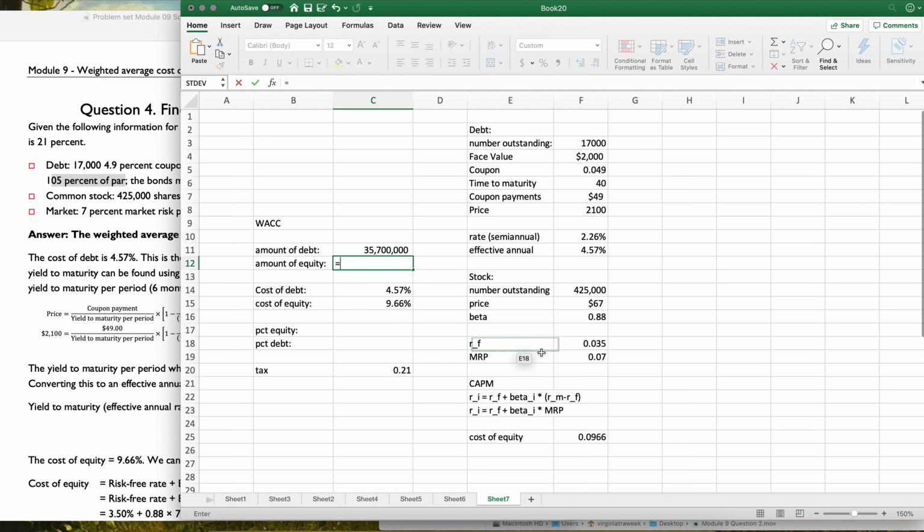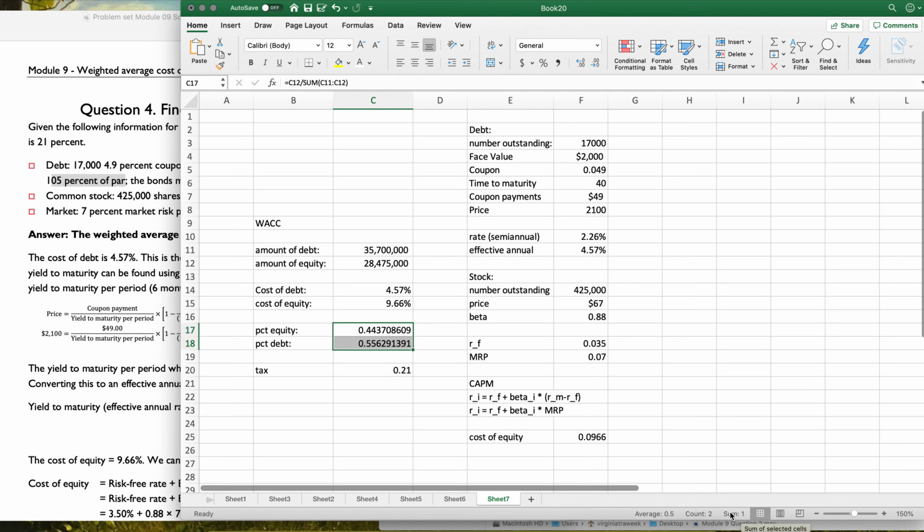We need the amount of equity, which is just number of shares times the price. All right, percent equity is equity divided by the sum of debt and equity. And percent debt is going to be debt divided by the sum of these two. And if we were really worried, we want to make sure that that sums to 1 because your debt plus your equity is going to be the total amount of financing that you have. And that's it. Let's make that percent because they're prettier that way.